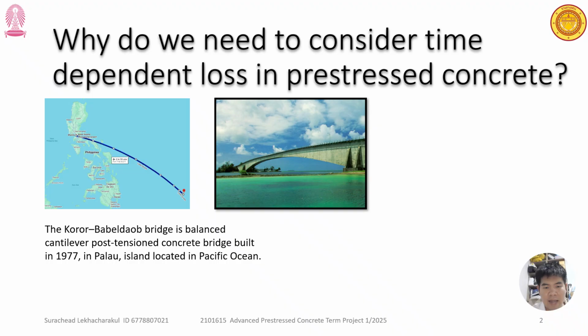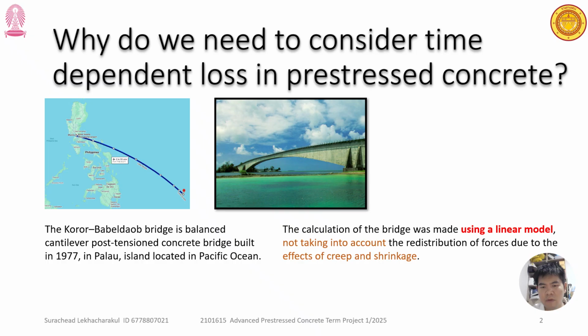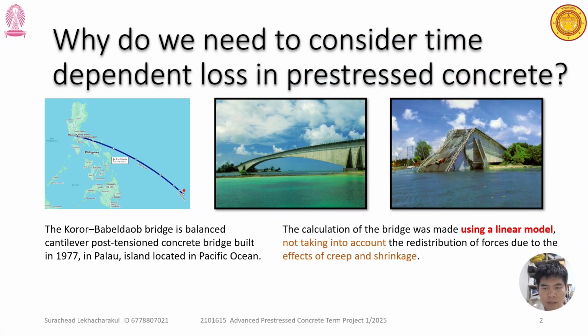1977 in Palau, an island in the Pacific Ocean, about 1,700 kilometers southeast of Manila, Philippines. The calculation of the bridge was made using a linear model, not taking into account the redistribution of force from creep and shrinkage, and the result after rehabilitation was collapse because of creep and shrinkage.